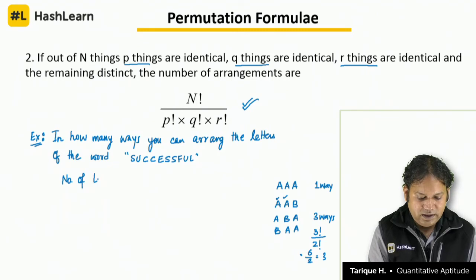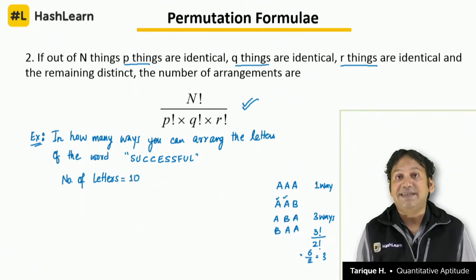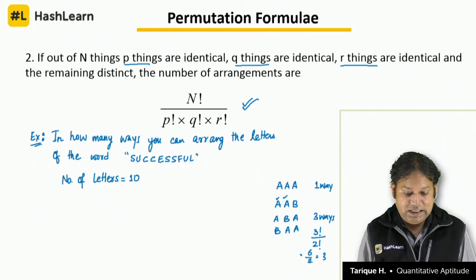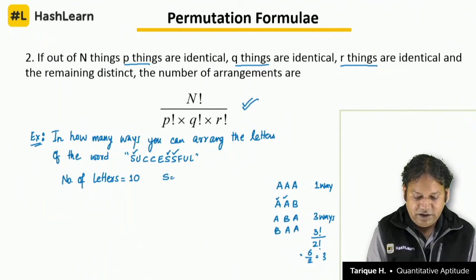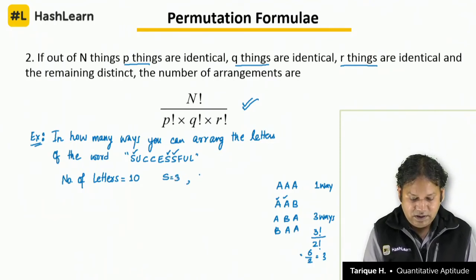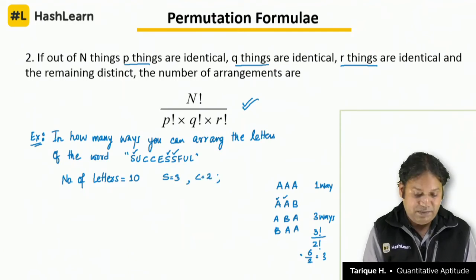There are 10 letters in this particular word. Number of letters equals 10, but are all the letters distinct? No, some of them are repeating. You can see very clearly that S is repeating 3 times, and then you can see C is repeating 2 times, and also you can see that U is repeating 2 times.